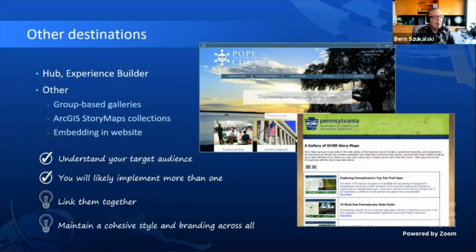Now, while you can make your homepage your primary destination, there's lots of other destinations, really great destinations that you can create. So these can be hub, you can use Experience Builder to build destinations, and there's other sort of mini destinations that you can create, like group-based galleries, ArcGIS story maps collections, which we'll take a look at in a few minutes. And you can also do things like embed components of your organization, your maps and galleries into your website as well.